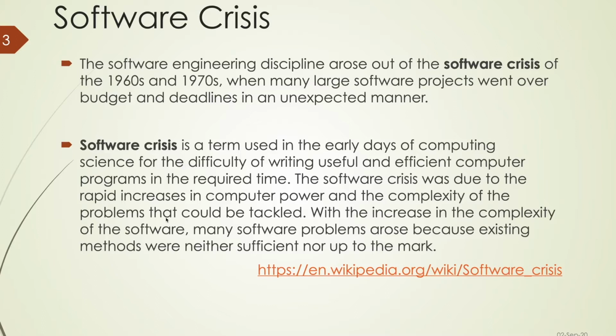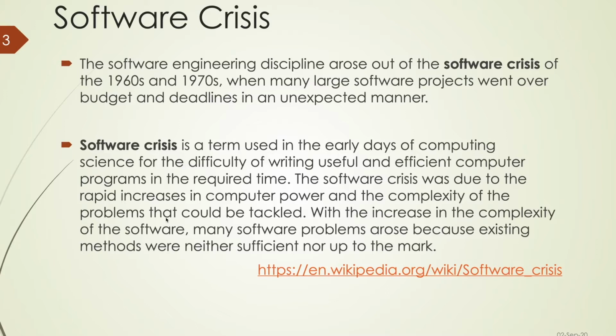The software crisis, what really is it? Software engineering is a discipline that came out of the crisis of the 60s and the 70s. Many of you were not born then. You would have just heard about those times. This was a time when many large software projects went over budget and deadlines in an unexpected manner. And that was a time when we didn't have a lot of the frameworks, the project management discipline that we have today. So it was like managing projects by the seat of the pants.